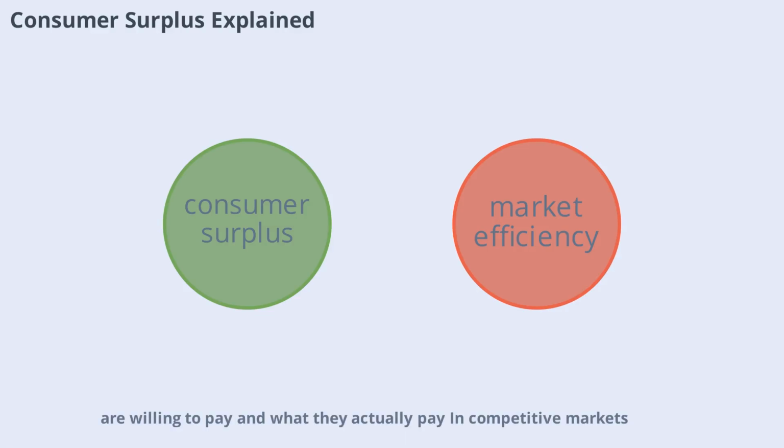Consumer surplus is the difference between what consumers are willing to pay and what they actually pay. In competitive markets, consumer surplus is maximized because prices are lower and more goods are available. Under monopoly, higher prices and restricted output reduce consumer surplus, meaning consumers get less value for their money and some are priced out of the market entirely.